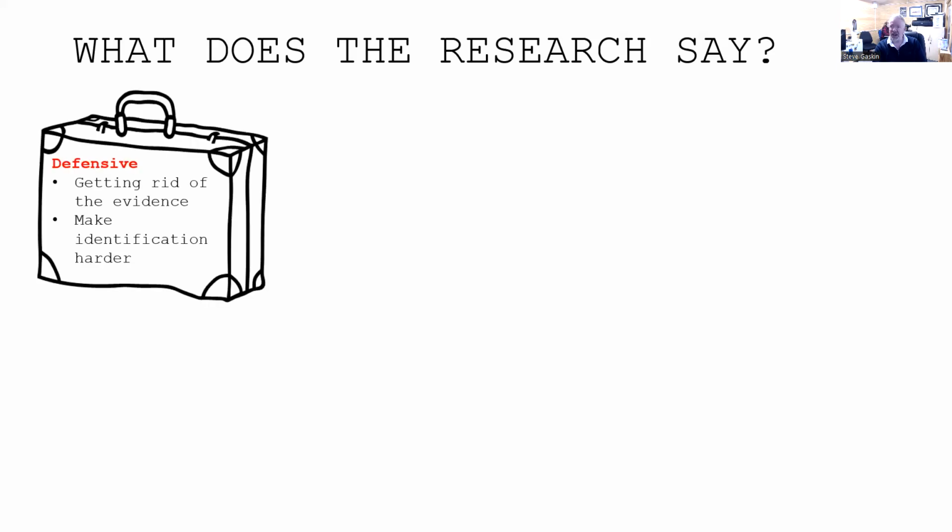So what does the research say? So the first one here is defensive. Literally, the reason it's defensive is a defense mechanism by the person that is carrying out the murder to simply get rid of the evidence. As we saw in that case earlier on, 2 suitcases there, and it can also, if the bodies are sawn up in some ways, make identification harder.